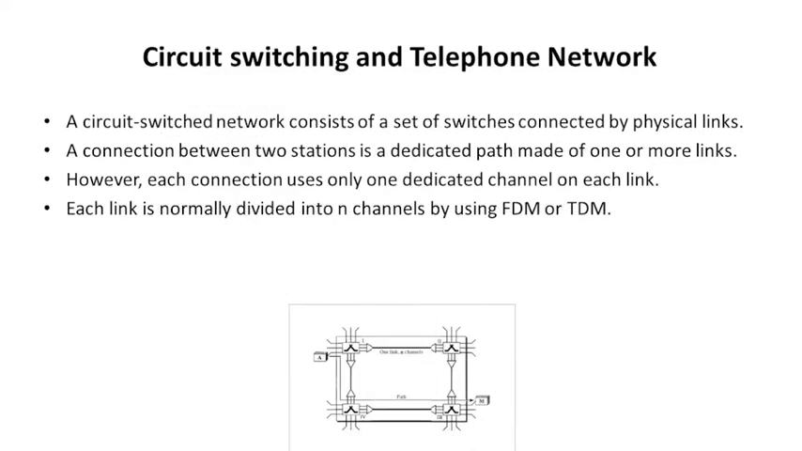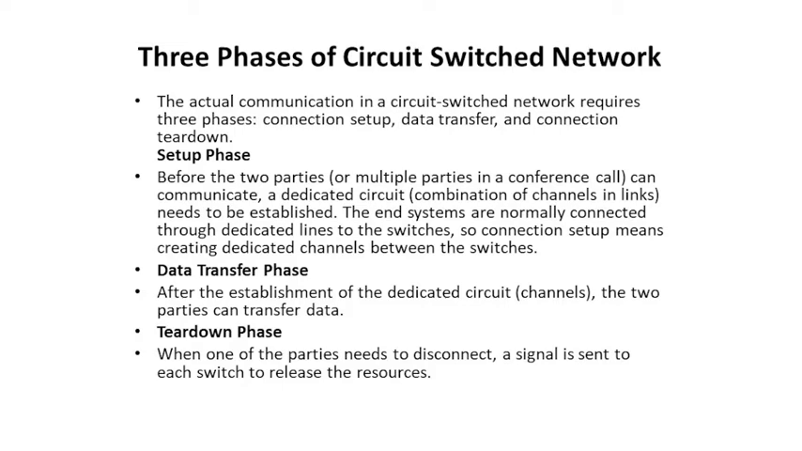So first we will see circuit switching, and the telephone network. A circuit switched network consists of a set of switches connected by physical links. A connection between two stations is a dedicated path made up of one or more links. However, each connection uses only one dedicated channel on each link, and each link is normally divided into n channels by using FDM or TDM, that is, frequency division multiplexing or time division multiplexing.